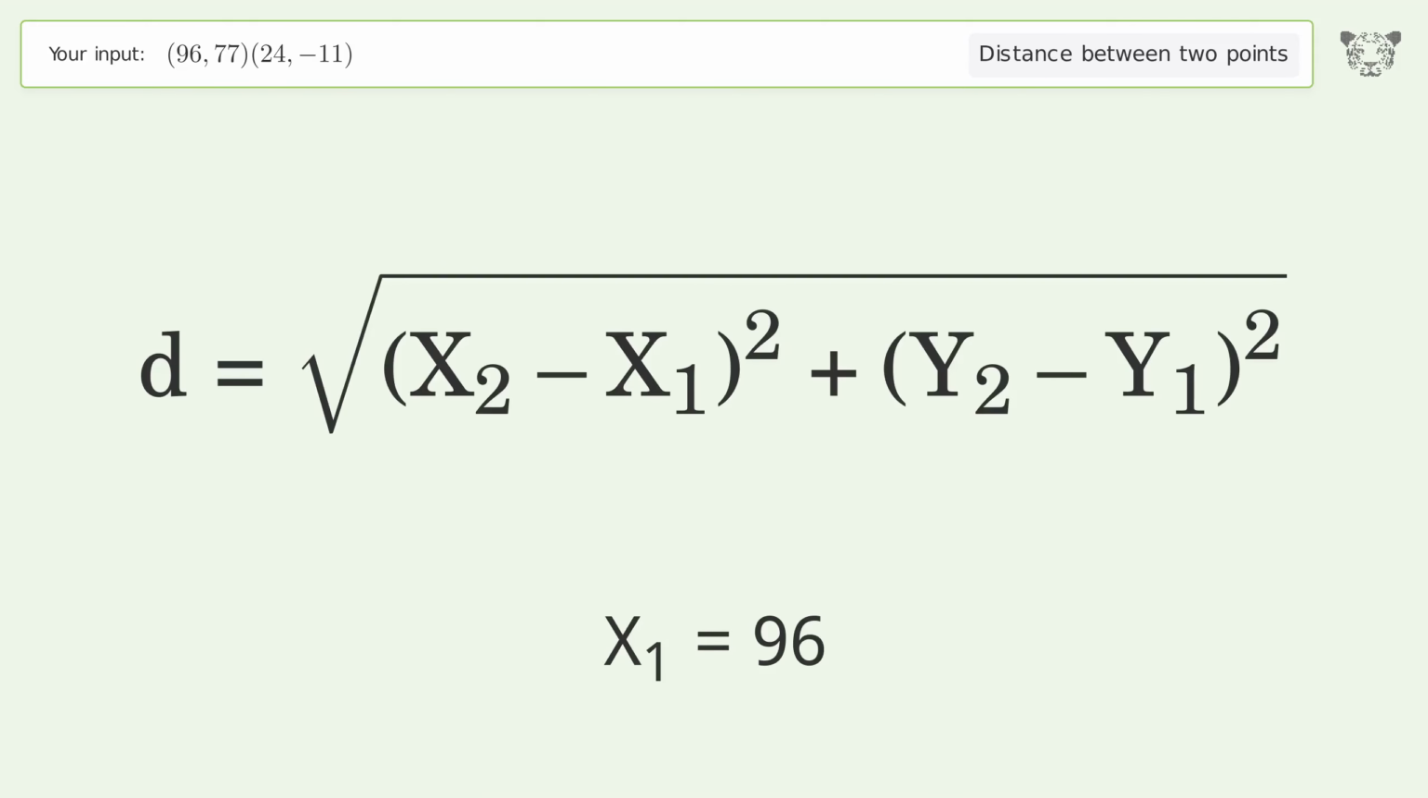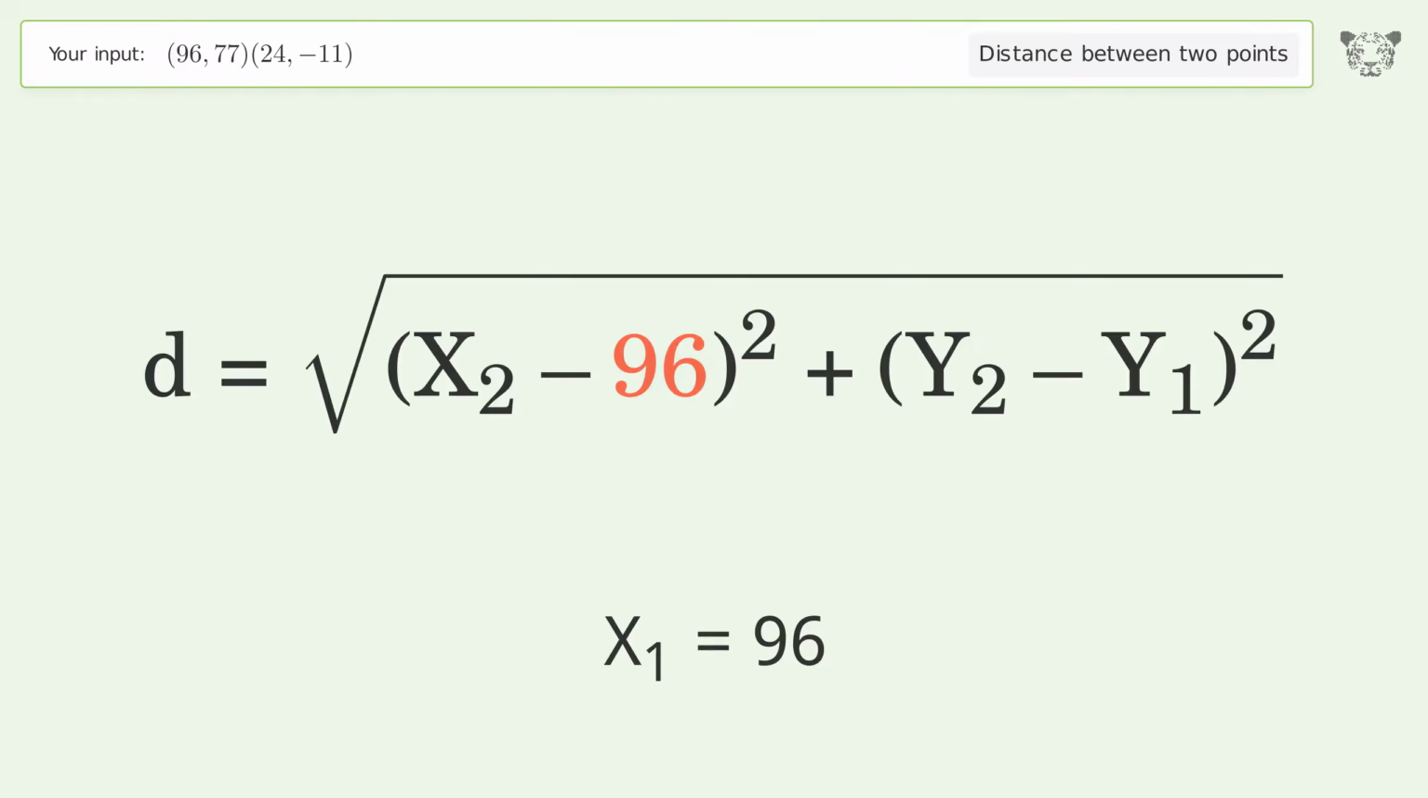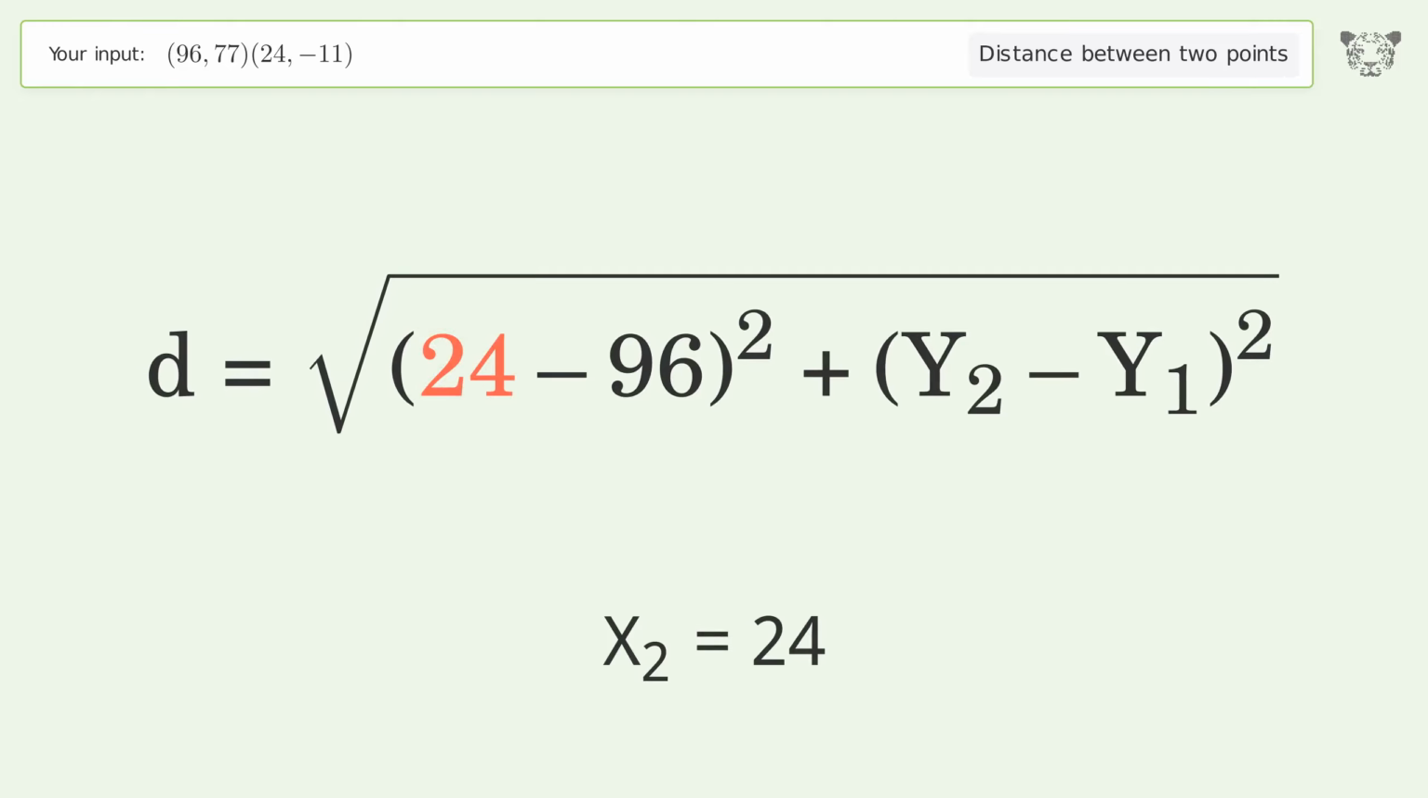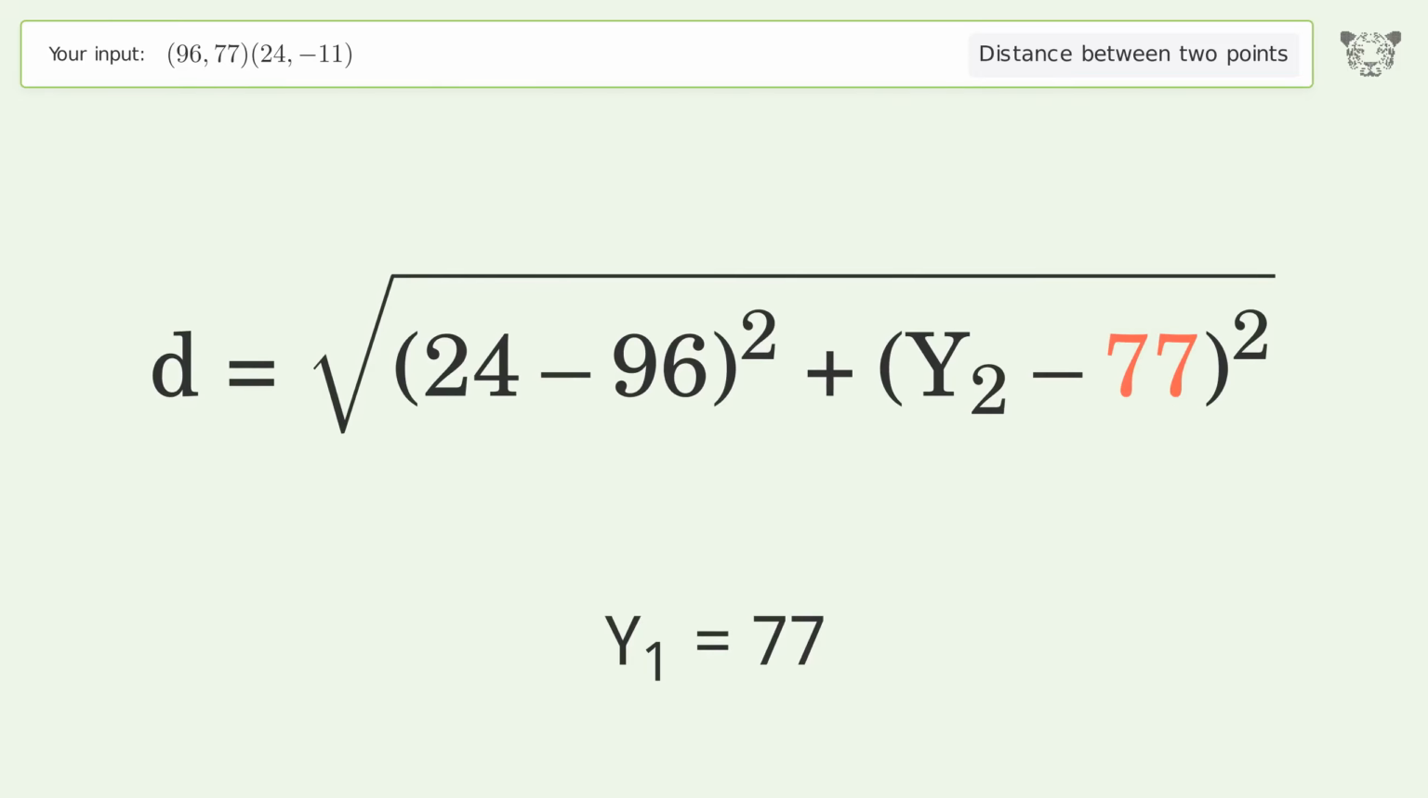x1 equals 96. x2 equals 24. y1 equals 77. y2 equals -11.